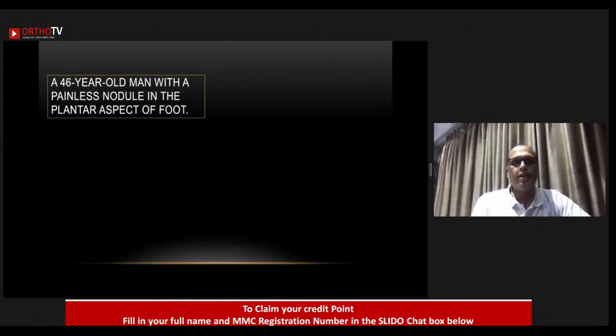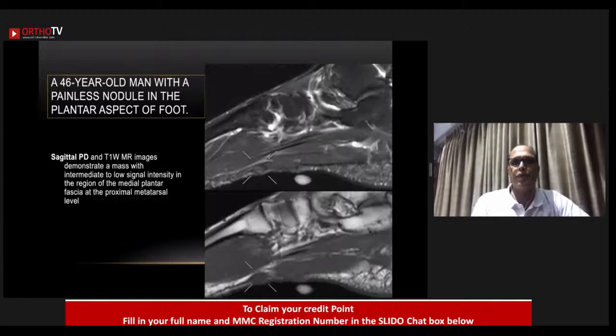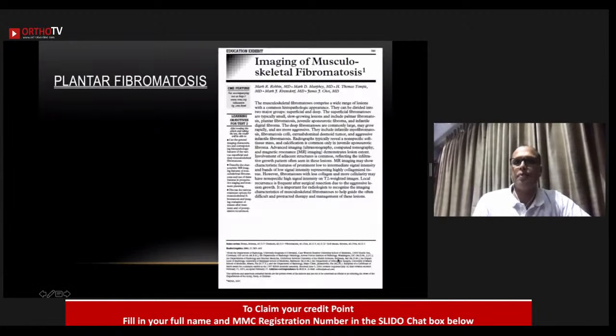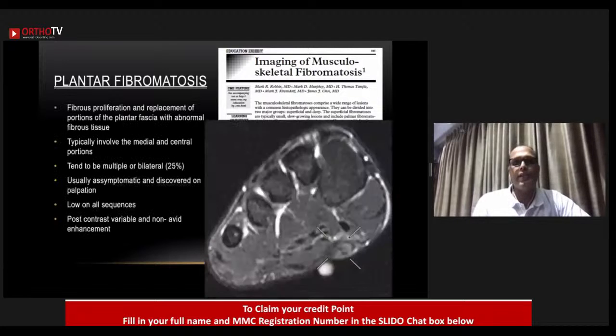Another patient, painless nodule in the plantar aspect of the foot. This is the sagittal PD and a T1 weighted image. We can see that on both the sequences, there is a nodule which is not showing any differential internal intensity, and this is located in the plantar fascia. This is the coronal image. We tried to push contrast, but it has a very variable type of enhancement within. Superficial plantar fibromatosis would be the most appropriate diagnosis.